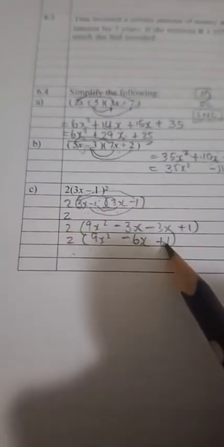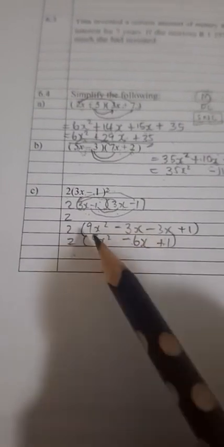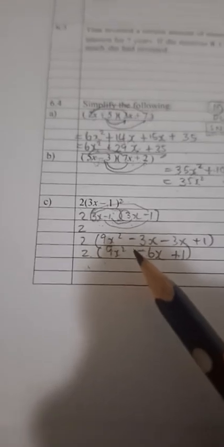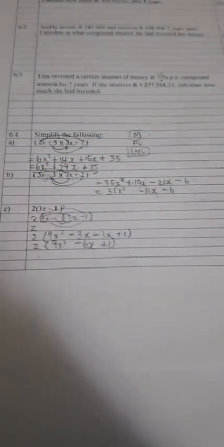Then we have 9x squared minus 6x plus 1. So inside the bracket, we have how many terms? 3 terms. Outside the bracket, we have this 2. It was patiently waiting, wanting to have the opportunity. Remember, brackets mean multiply. So what we are going to do is distribute.